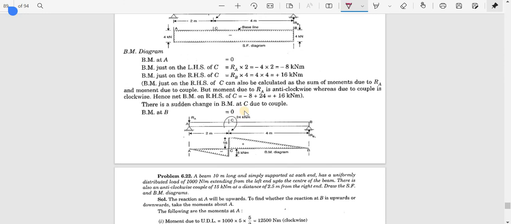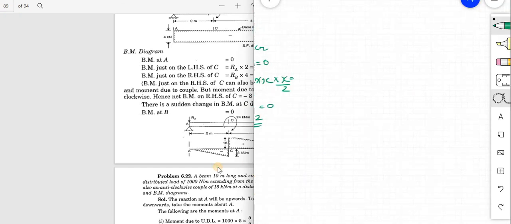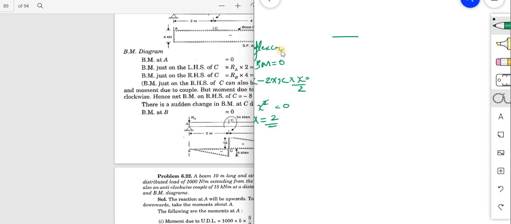So bending moment, if I am drawing, I am just drawing the figure. The beam was given like this. There is a beam and a UDL, a point load, and a moment is acting at a point, and the total distance is, this is 2 meter and this is 4 meter. And it is A, B and C only I am taking.